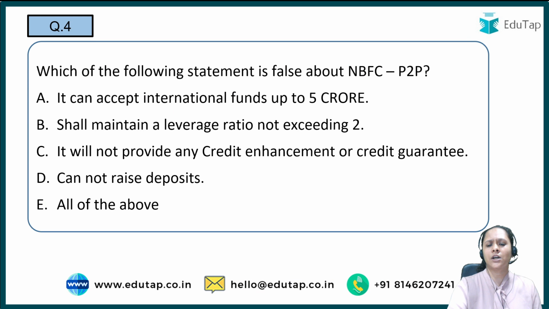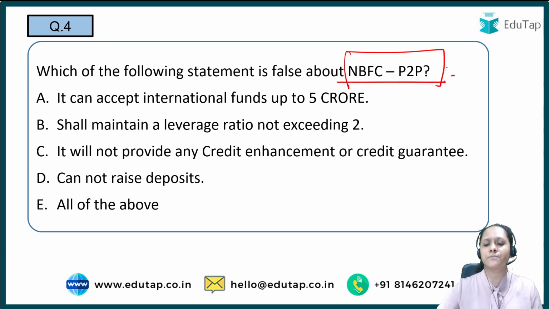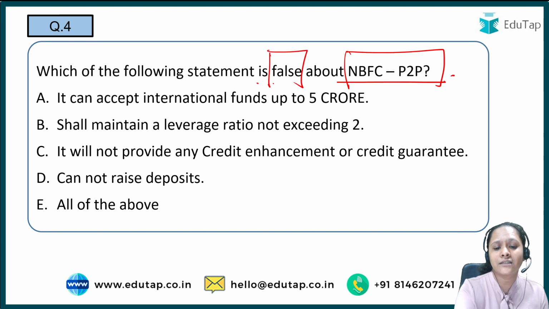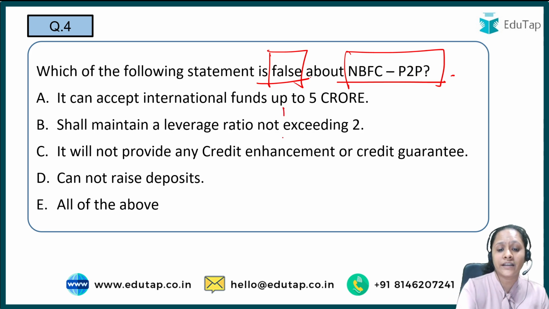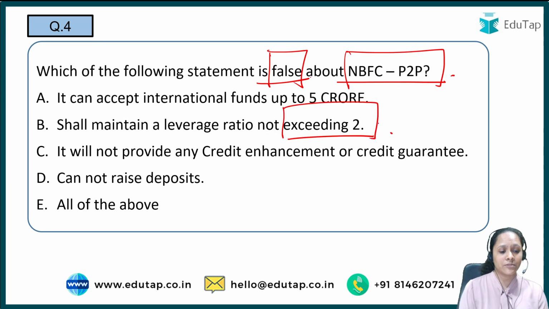The fourth question talks about NBFC P2P, that is peer-to-peer lending. Now what does the statement say? Which of the statement is false? Please read the statement carefully about peer-to-peer lending. The first statement says that it can accept international deposits up to 5 crore. Second, it shall maintain a leverage ratio not exceeding 2%. The third statement says that they do not provide credit enhancement or credit guarantee. Fourth, they cannot raise deposits, and E, all of the above.